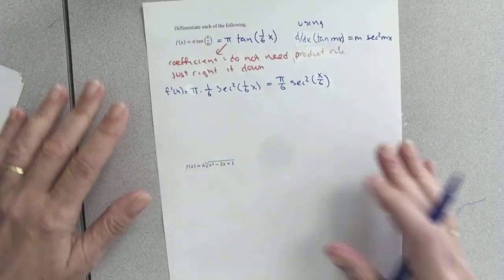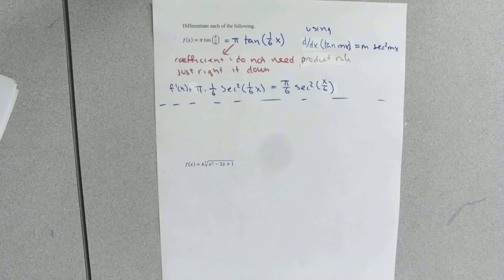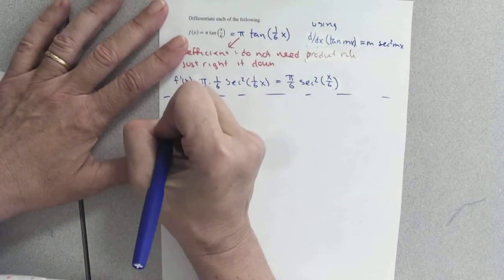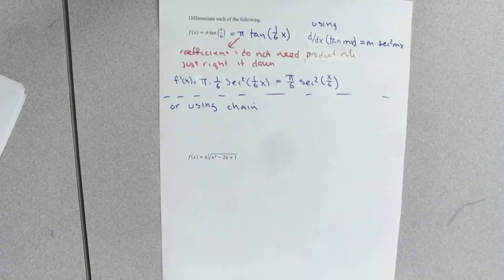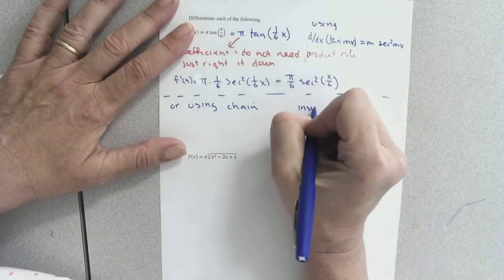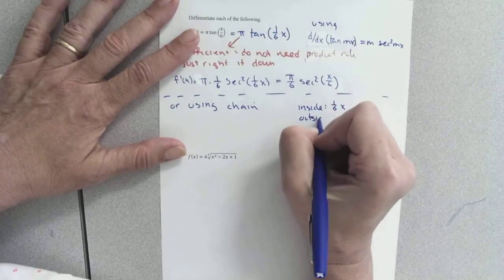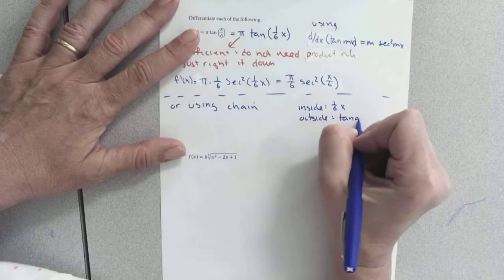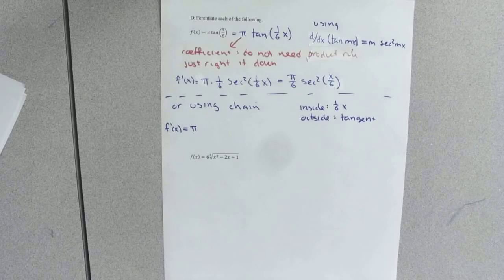But if you forget about the effect of the m, of that 1/6, you could do the chain rule. And we used the chain rule above. We just shortcutted it knowing what the effect of that m was. Using the chain rule, my inside function is 1/6 x. Outside is tangent. That pi is still a coefficient.